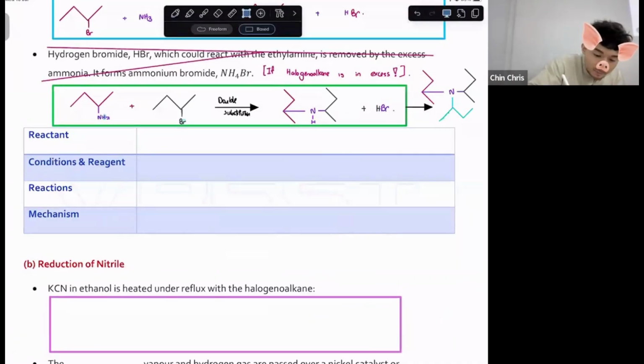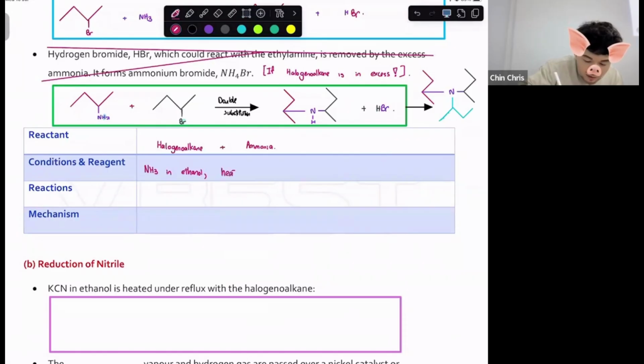So now, reactant. Okay, so guys, I have a halogenoalkane added with ammonia. The condition is your NH3, and it must be in ethanol. Remember, it must be in ethanol. Then you have to heat it under pressure or in a sealed tube.